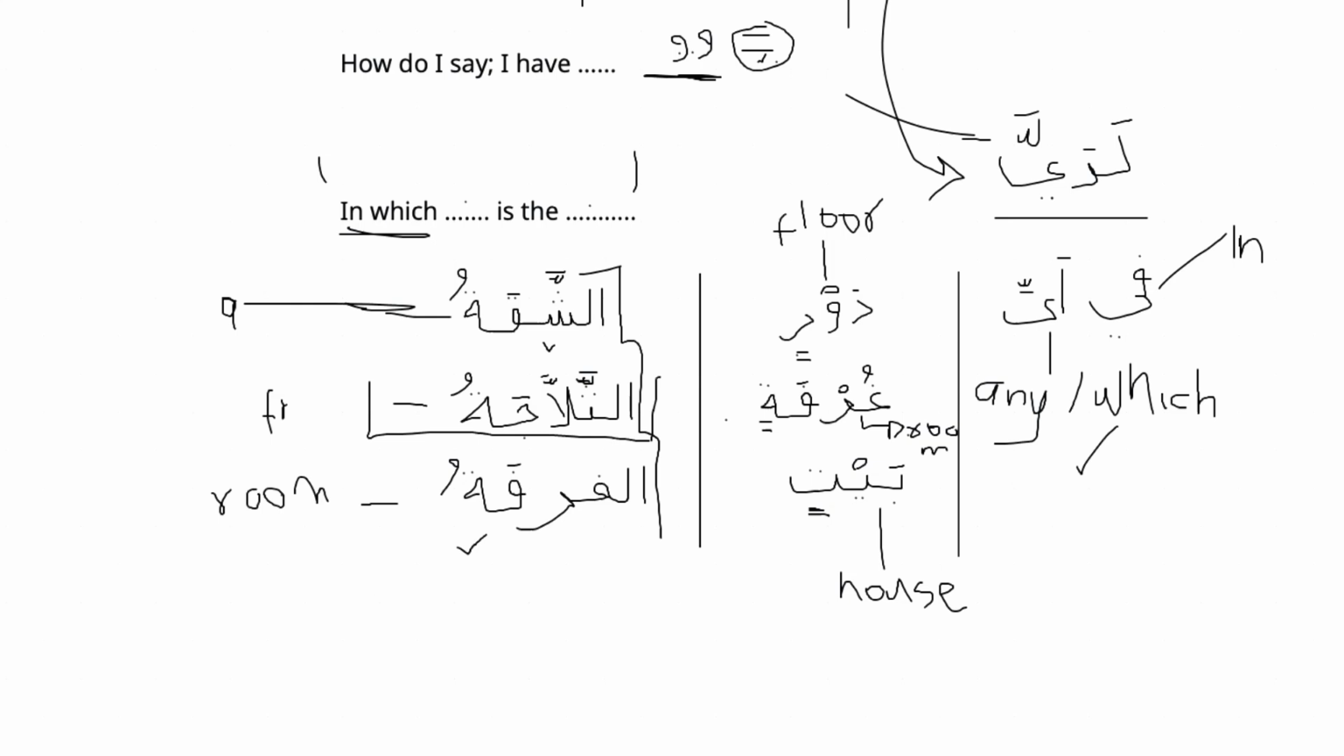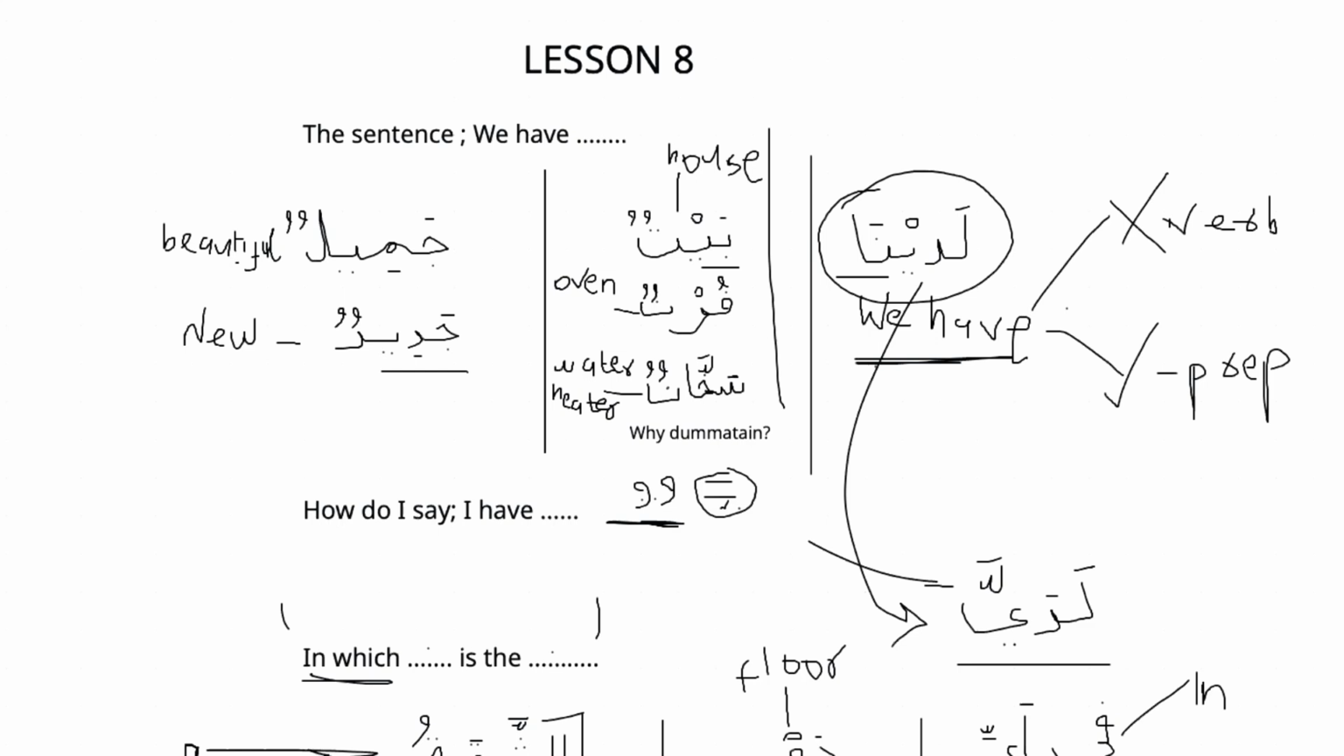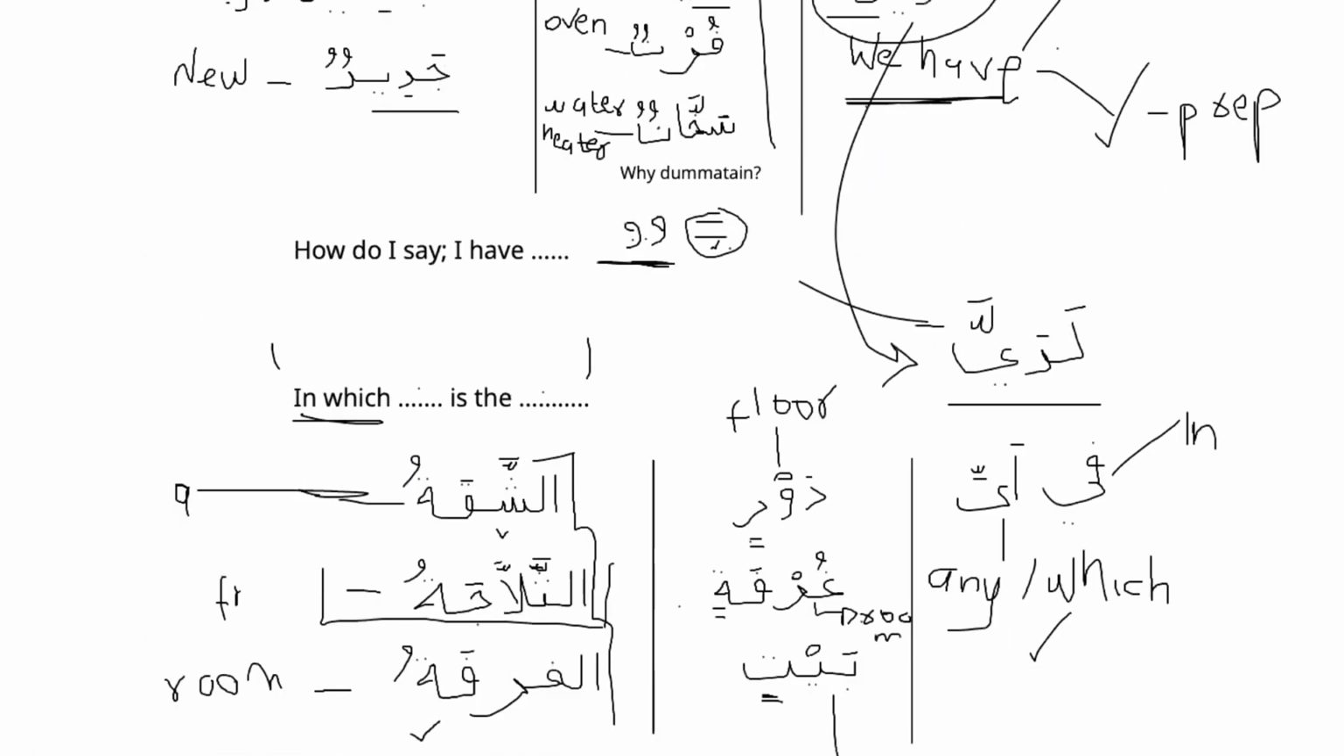Okay. I think that will be the end of this lesson. We learned a lot today. Now you can ask questions of the form we have. So we have a house, you say ladayna baytun. We have a beautiful house, you say ladayna baytun jamilan. You can ask it in the form I have. Instead of saying we have, you can say it in the form I have.